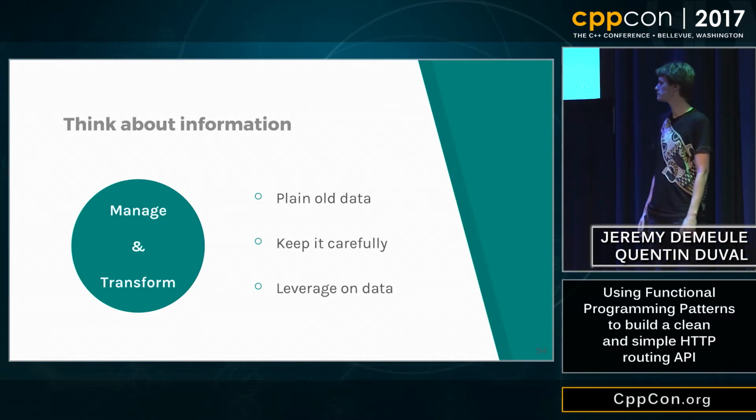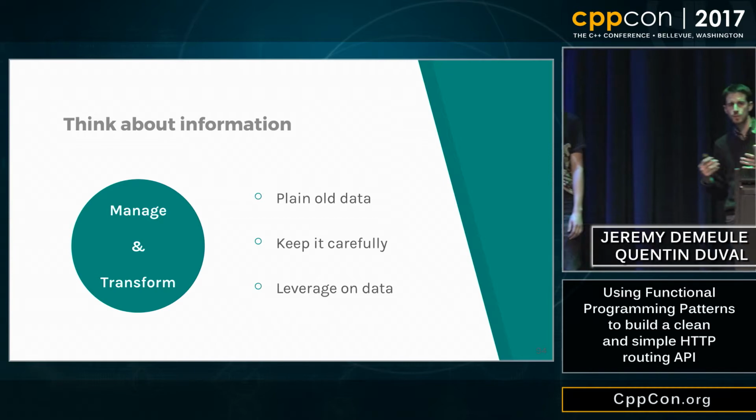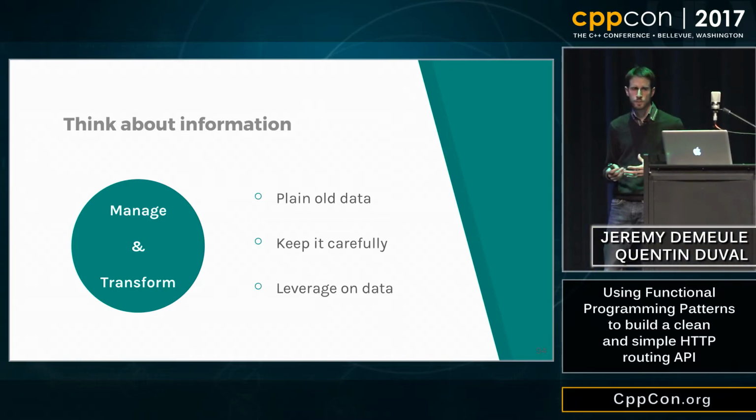And finally, leverage the information. So keep it and allow to transform it. Make the information open by using some plain old data, and what the user gives you is very precious. So keep it safe. And APIs are responsible for the given data. Finally, use this information everywhere you can.